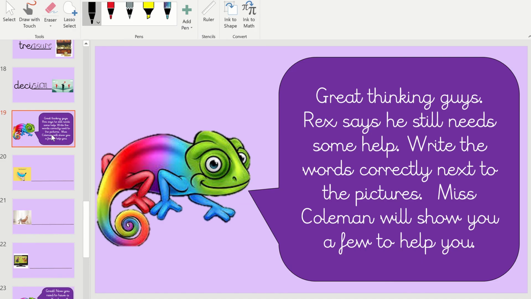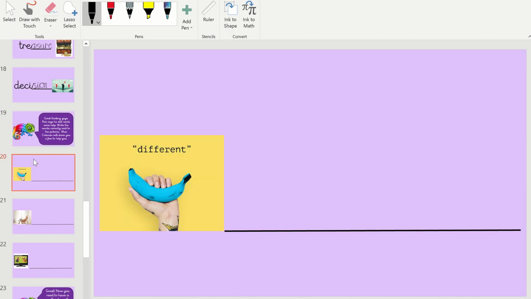Right, let's have a look at the next slide. Okay, let's see what Kathy's got to say. Great thinking, guys. Rick says he still needs some help. Write the words correctly next to the pictures. Miss Coleman will show you a few to help you. Right, so let's have... Oh, can you remember what that one was? I'm struggling with that. Oh, unusual. Thanks, everyone.